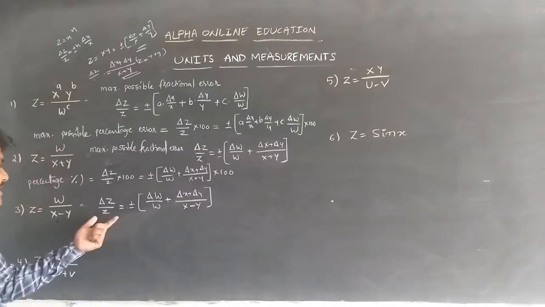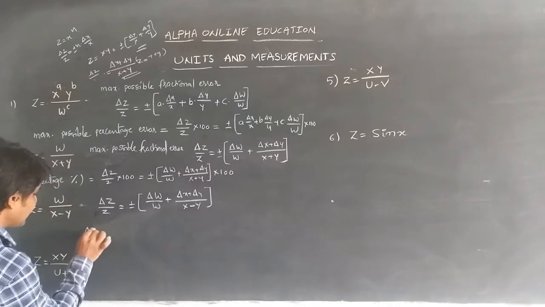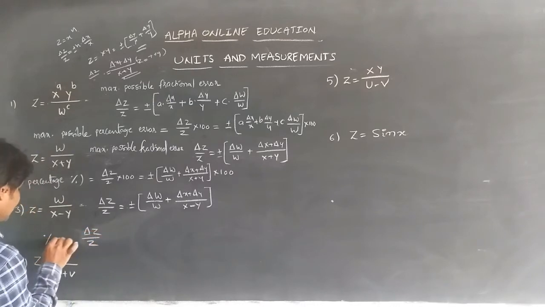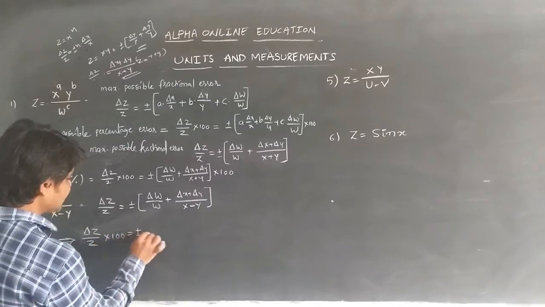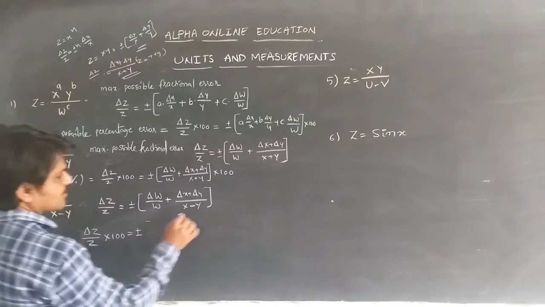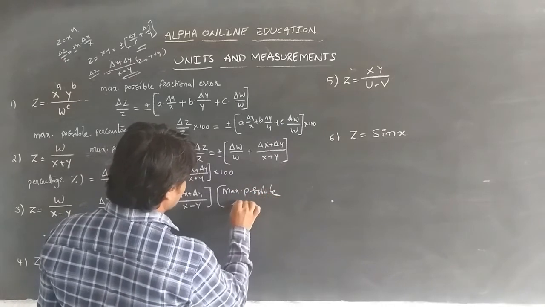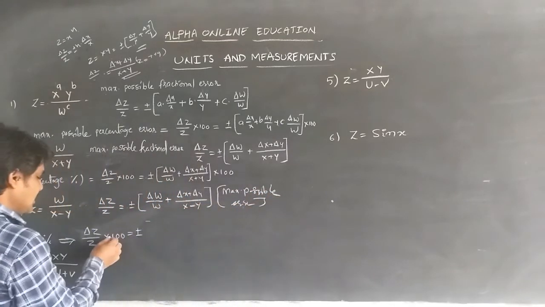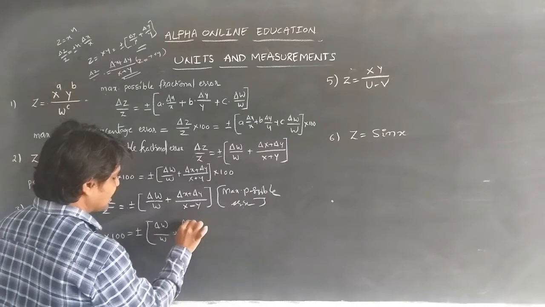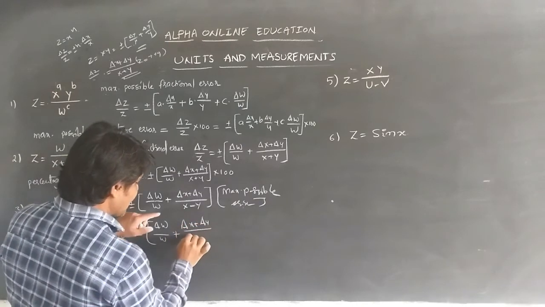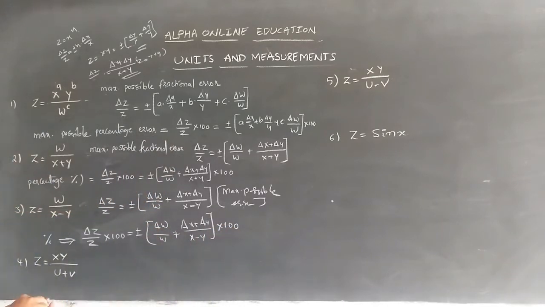This is the maximum possible fractional error, and for a percentage error we can write delta z by z in percentage, which is equal to plus or minus of delta x by x plus delta y by y into 100. This is the maximum possible error. This is the percentage of error.